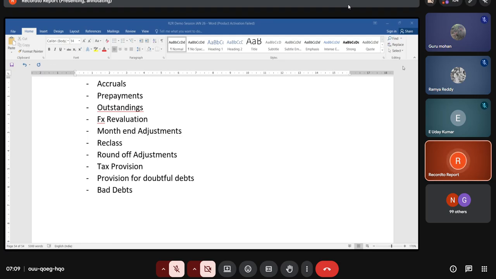You can go to any company, from an MNC to a startup. Every company has day-to-day business, and in it there are adjustments which have to be done. So what are the various types of adjustments we have? We have accruals, prepayments, outstandings, amortizations, and month-end adjustments, reclassifications.